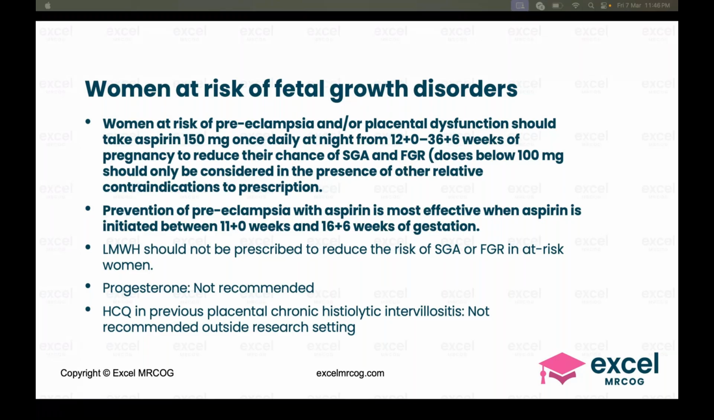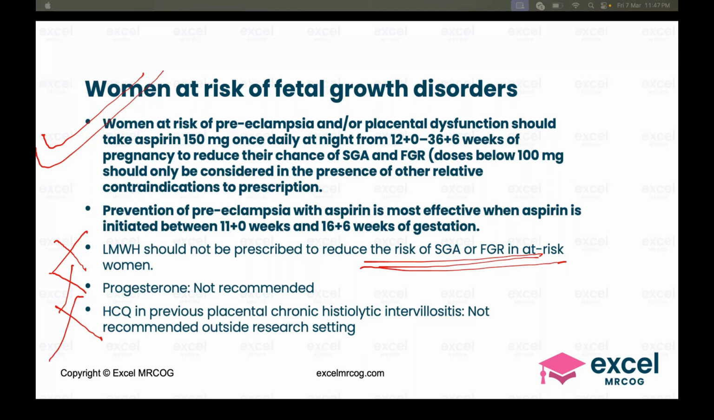Okay, so this clearly mentions that it has to be 150 milligram. Prevention of preeclampsia with aspirin is most effective when aspirin is initiated between 11 and 16 weeks, 6 days of gestation. Low molecular weight heparin should not be prescribed for reduction of growth problems. So the only intervention for growth problems could be aspirin. Progesterone is not recommended. HCQ in previous placental chronic histiocytic intervillositis is not recommended. So the only thing recommended as an intervention for prevention is aspirin.